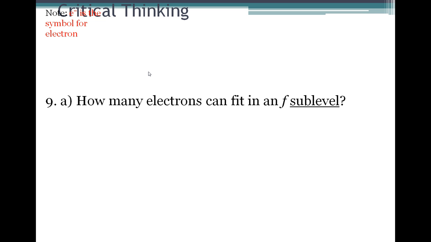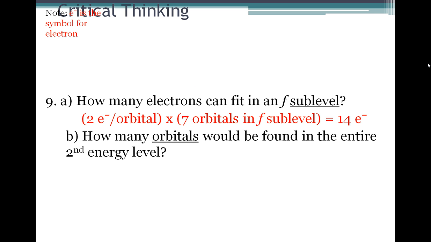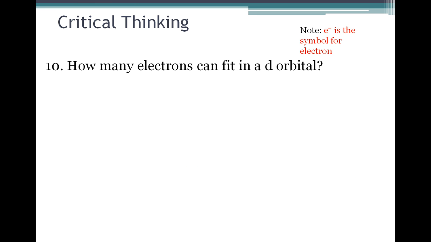And how many electrons can fit in an F sublevel? Well, that would be 2 electrons per orbital times 7 orbitals in the F sublevel, because we just looked at the chart for those, and that would be 14 electrons. And just a side note, e with a minus sign stands for electron. And how many orbitals would be found in the entire second energy level? That would be 4, because the 2S has 1 orbital and the 2P has 3. We just looked at the chart.